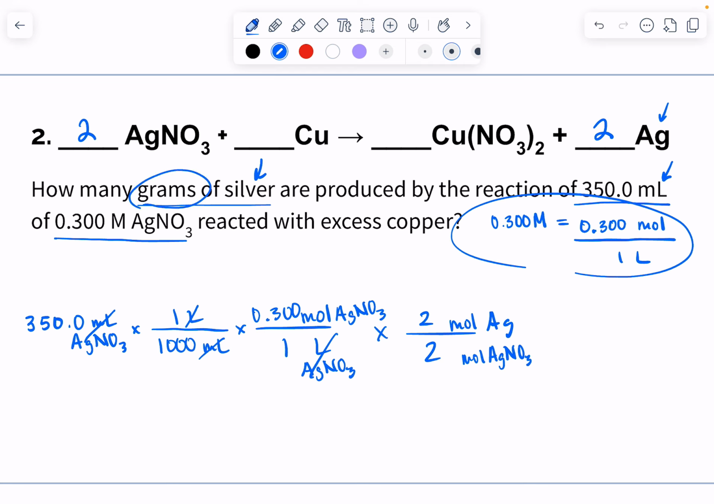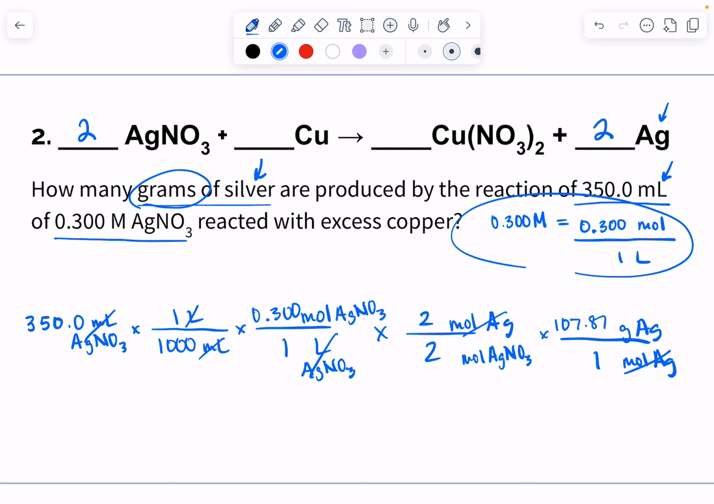And we're trying to solve for grams. So that means our last step should be going from moles of silver into grams of silver. So taking a look at the periodic table, finding silver, we see that 1 mole is equivalent to, let me see here, 107.87. Yes, 107.87.